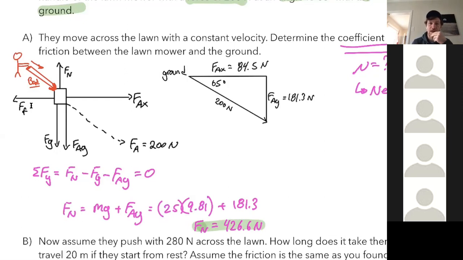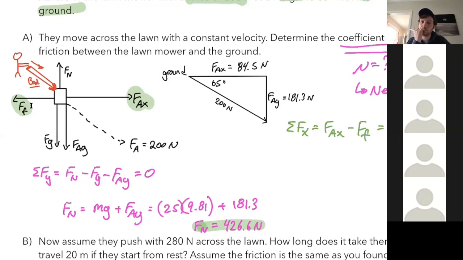Now that we have the normal force, we need to do something with friction, which means we need to look at the x direction. The sum of the forces in the x direction: we've got our applied force and our force of friction, so FAX minus the force of friction equals mass times acceleration. We're missing one thing, the acceleration.